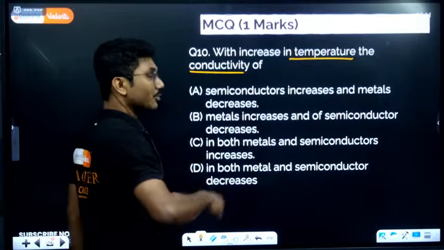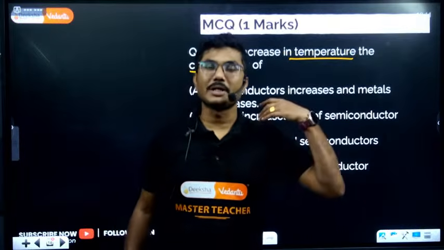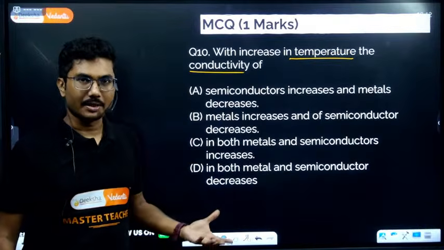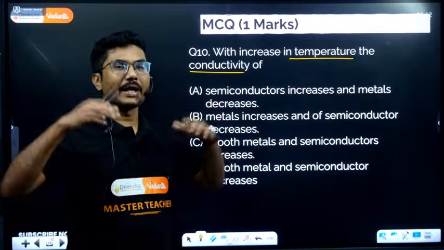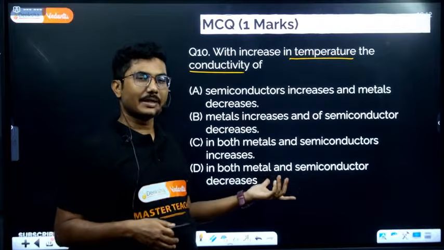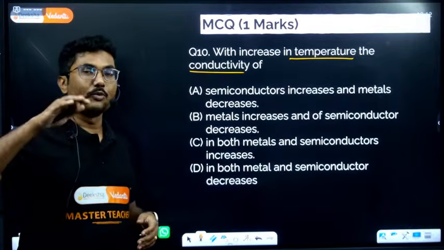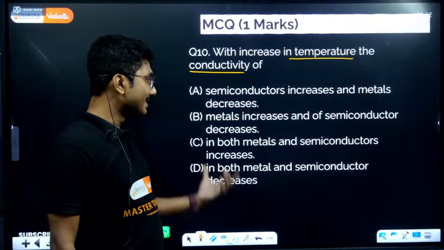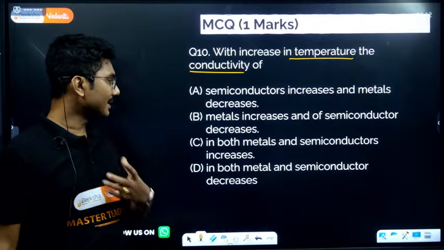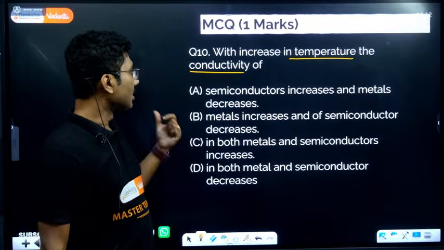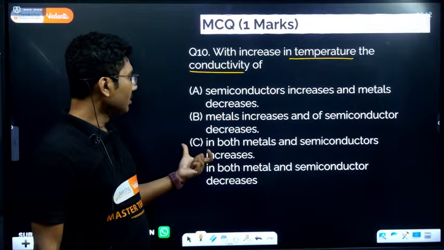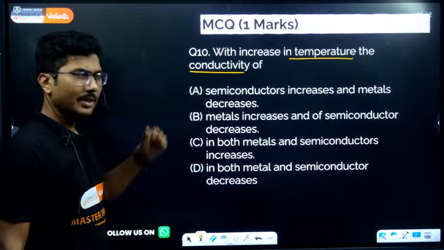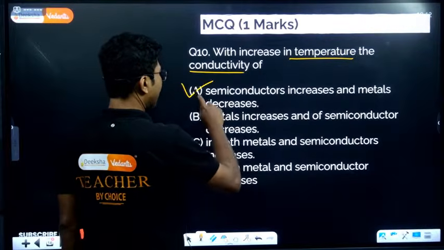Remember, at higher temperature a semiconductor becomes a better conductor, whereas a normal metal becomes a bad conductor. So as you are going higher and higher in temperature, a semiconductor becomes better and better, and a metal becomes worse and worse. So the conductivity of semiconductors increases and metals decreases. So option A is the correct answer.